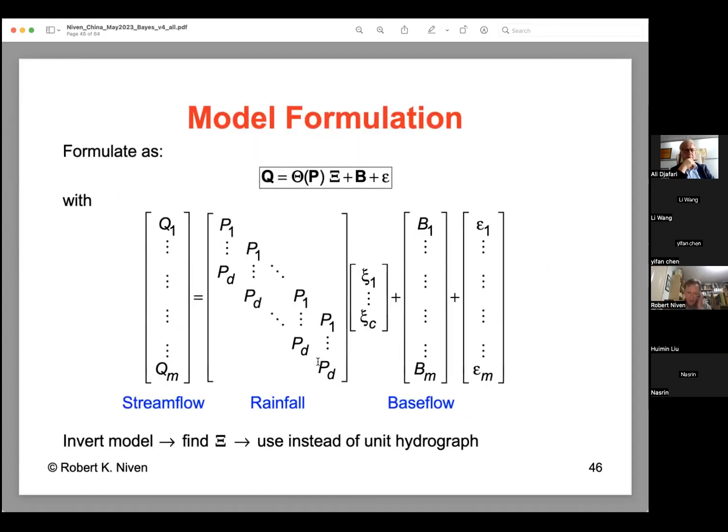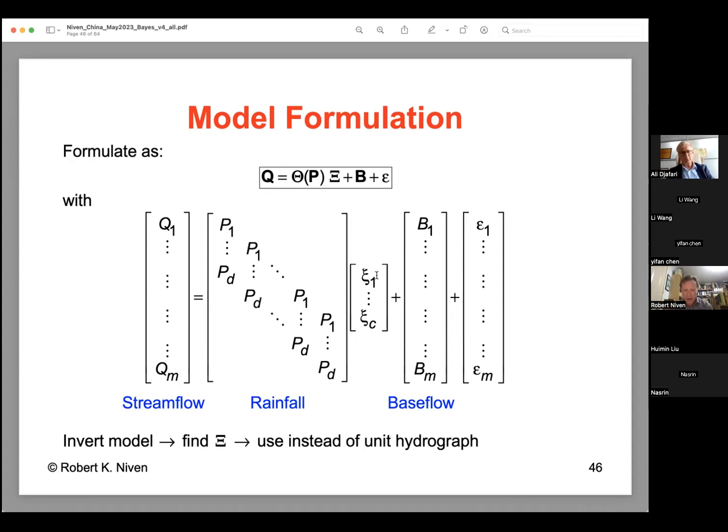So what I'm going to do is formulate this problem this way. Q is the stream flow, so this is the flow in a stream or a river. P is the precipitation, so this is the rainfall. But I'm going to use a staggered matrix like this because we're considering time histories of rainfall, and there could be a delay in the response of the stream to the rain. And so we need to allow for that delay. That's why it has this strange shape.